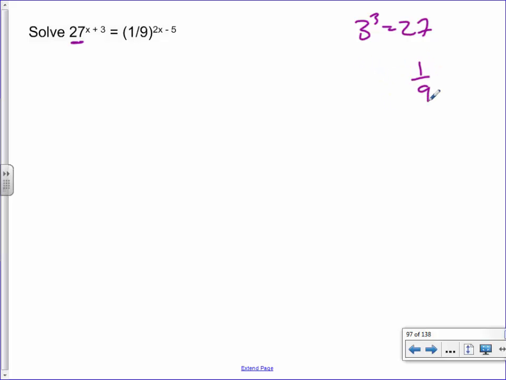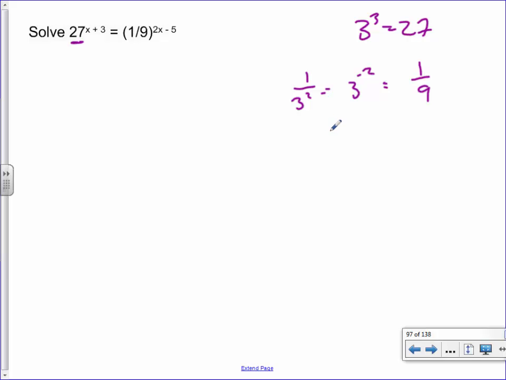1 over 9 is a trickier one. Anybody? Well done, Brad. It's 3 to the negative 2. Let's talk through that, though, just in case you didn't intuitively pick up on that. What does a negative exponent mean? A negative exponent means it's 1 over 3 to the 2. And then hopefully you guys know that 3 squared is 3 times 3, which is 9.